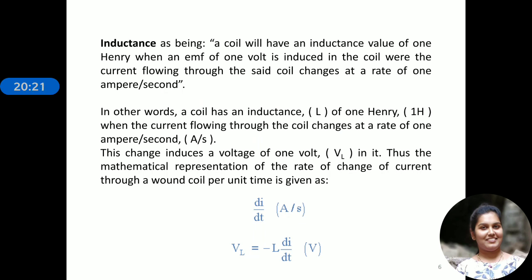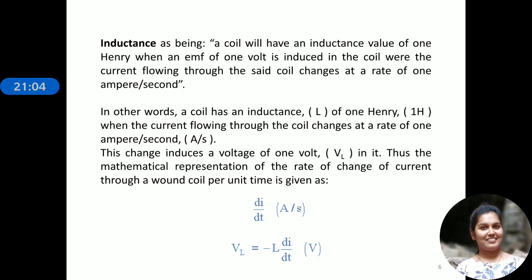So now we'll try to define what is meant by inductance. Inductance is nothing but, a coil will have an inductance value of 1 Henry when an EMF of 1 volt is induced in the coil, where the current flowing through the said coil changes at a rate of 1 ampere per second.